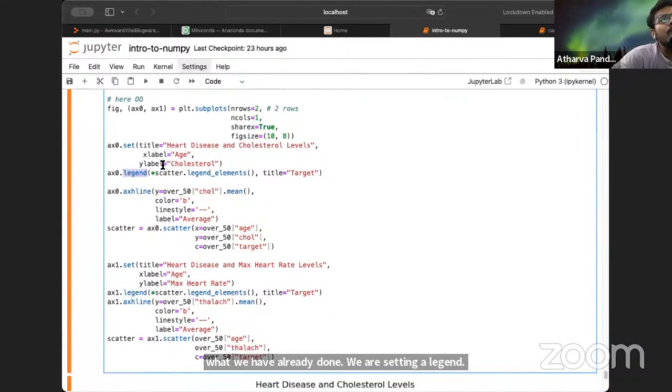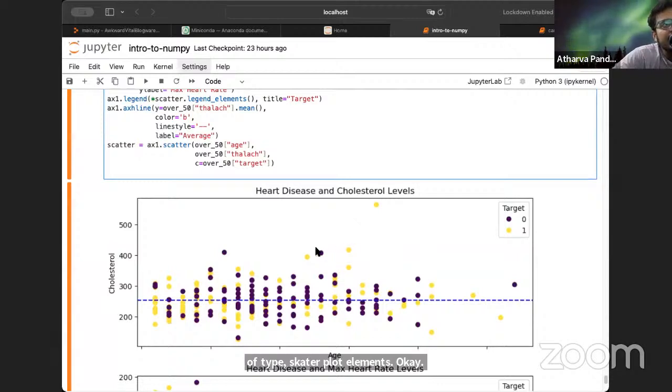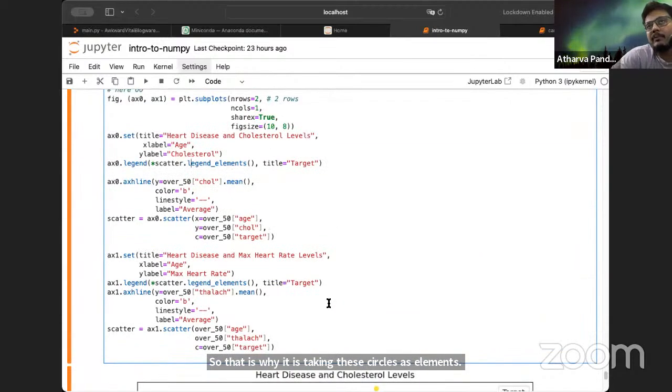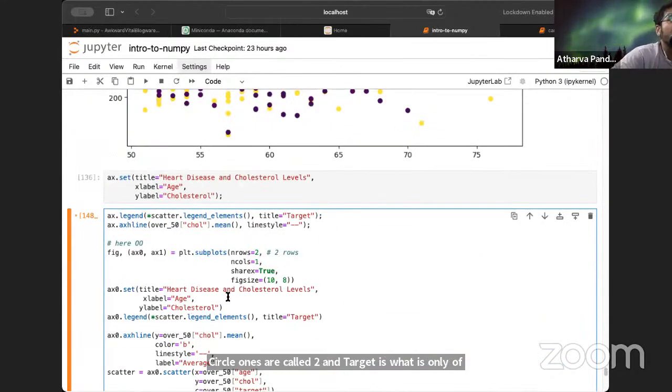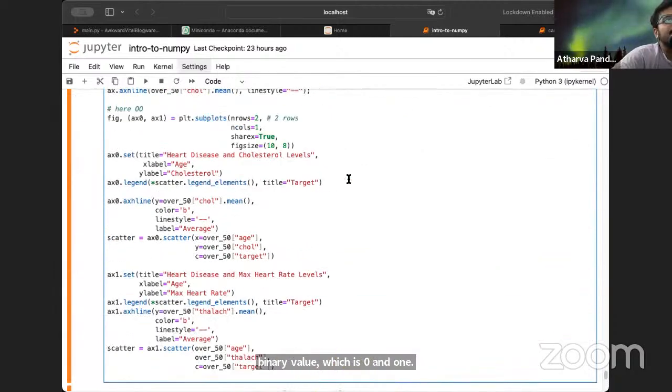Now for the legend, we are saying the legend should be of type scatter plot elements. So that is why it is taking these circles as elements, circle 1, circle 2. And target is only of binary value, which is 0 and 1. Hence it is setting it 0 and 1. That is what this legend does.